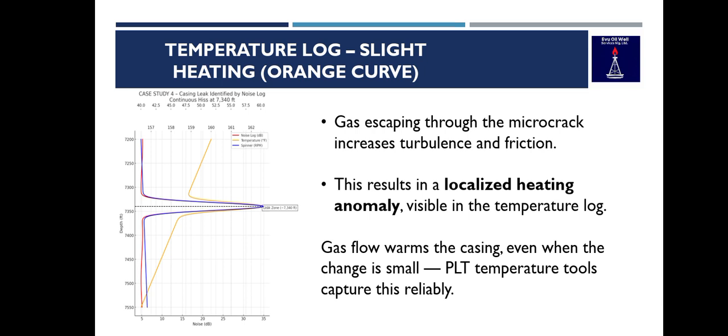Temperature log and spinner confirmation. Localized heating and erratic spinner behavior confirm casing leakage. When you see this erratic heating, you should just know, and spinner behavior, if both are erratic, is a confirmation that there is a casing leakage.